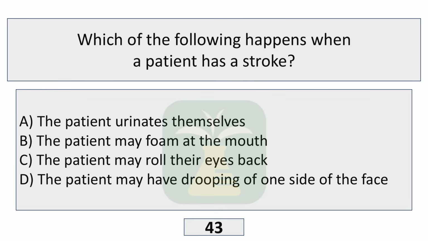Which of the following happens when a patient has a stroke? A. The patient urinates themselves. B. The patient may foam at the mouth. C. The patient may roll their eyes back. D. The patient may have drooping of one side of the face.